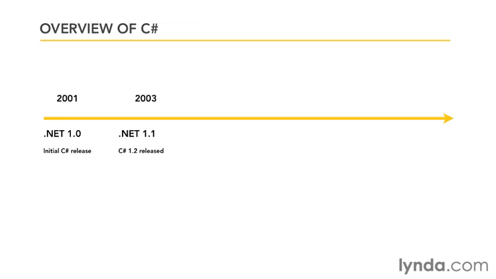And that was when C# 1.2 was released. Not a whole lot of different changes between the initial C# release and 1.2, a couple of cleaning up things they did in the language. But 2005 is when things began to get interesting.